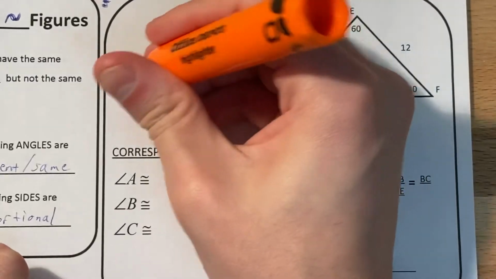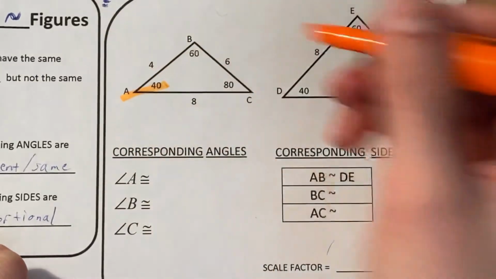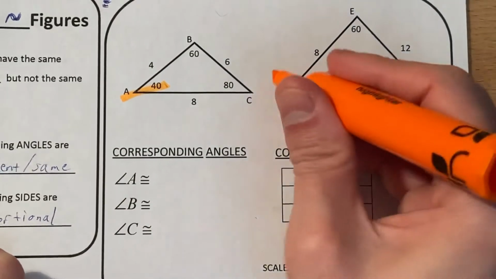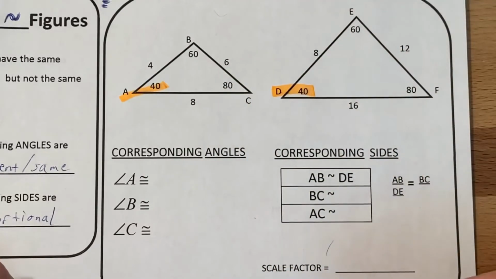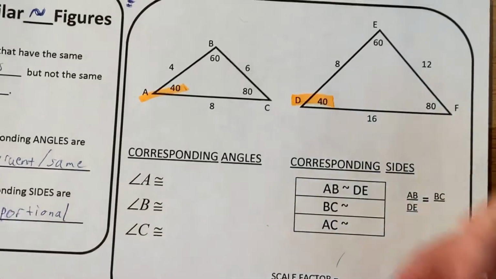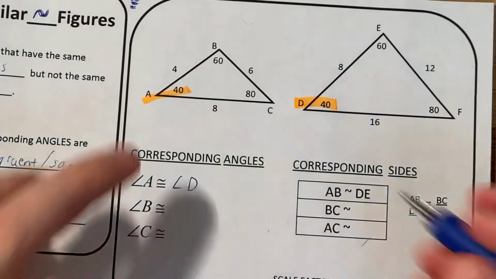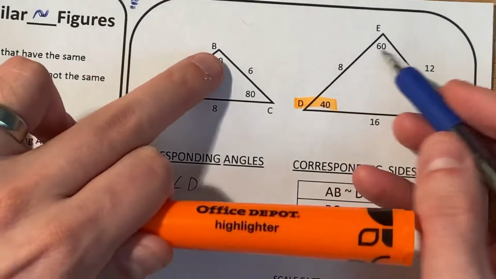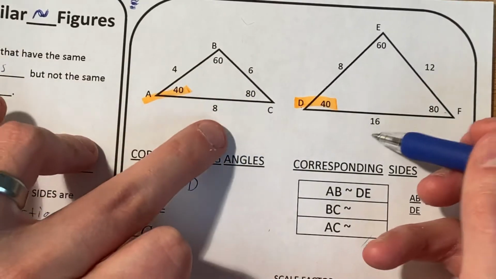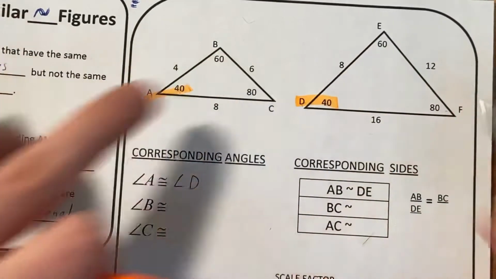Angle A is 40 degrees, apparently. So the other one that's 40 degrees is angle D. So that means A and D have to be congruent. And they are called corresponding because all 3 angles are the same, and as I'll show you, all 3 sides are proportional.